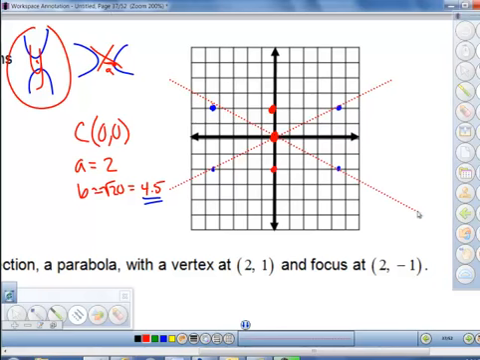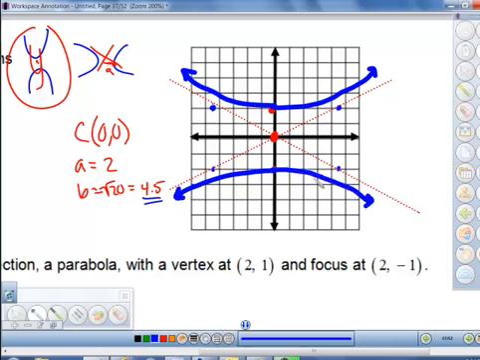Okay, so here's the asymptotes. That one's a little bit crooked, but you get the idea. All right, so then from here, I know that my hyperbola is going to be opening up. So I'm going to go like this, going up like that, this one, like that, this one, like that. Okay, so there's the hyperbola with all the information that we need.